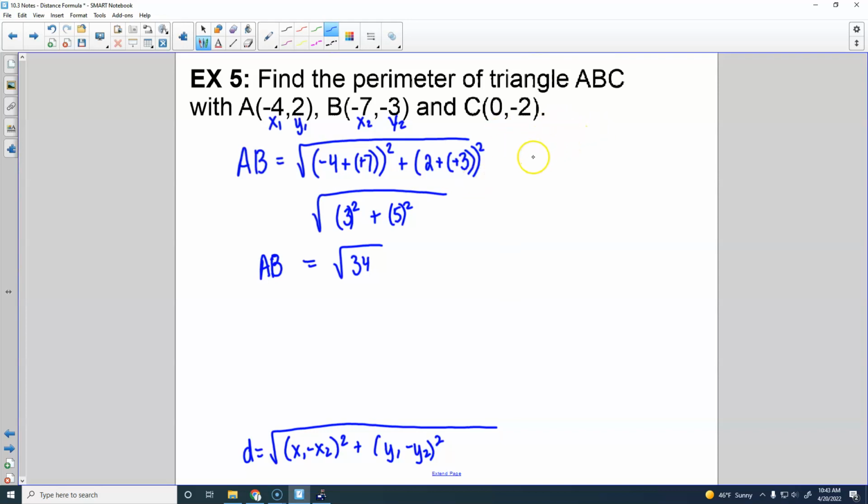All right, now I'm going to back up. I'm going to do BC. I'm going to do the same thing for BC. So Wade, tell me how to plug in my numbers for BC.